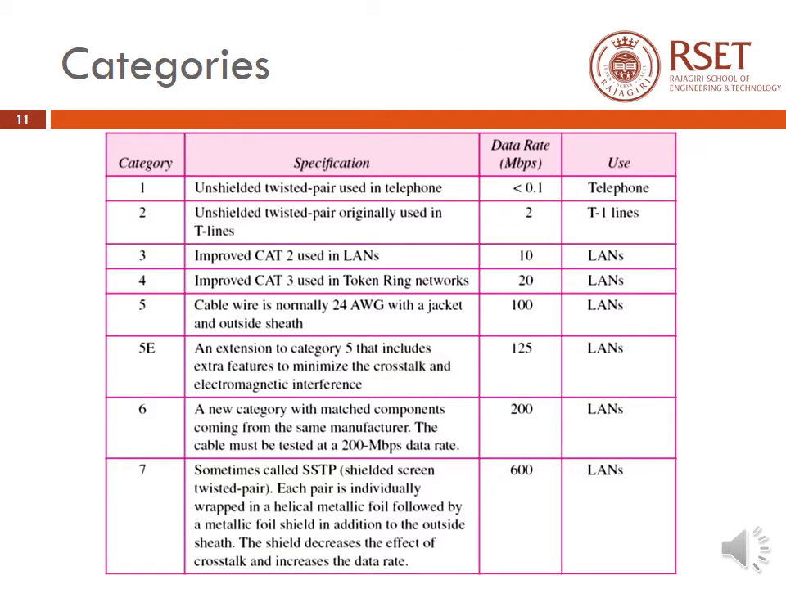The Electronic Industries Association, EIA, has developed different standards to classify the unshielded twisted pair cable into 7 categories, and these categories are determined by the quality of the cable, with category 1 having the lowest quality and category 7 having the highest quality, and each of these categories is suitable for specific uses as shown in this table. For example, category 1 unshielded twisted pair can be used in telephones, whereas category 2 unshielded twisted pair is used in T-lines and so on as shown in this table.